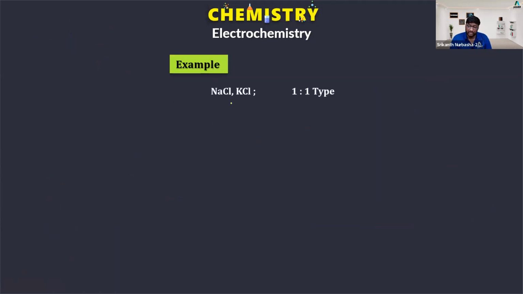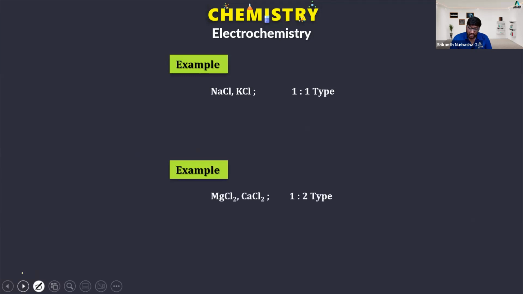For example, NaCl, KCl, they are 1:1 type. MgCl2, CaCl2, they are 1:2 type. So for MgCl2 and CaCl2, we have the same value of A. Now let us try to understand the plot of molar conductance at any concentration versus root of C.